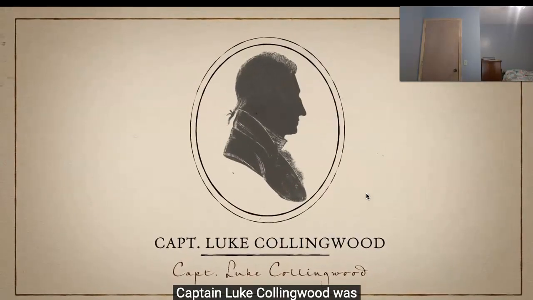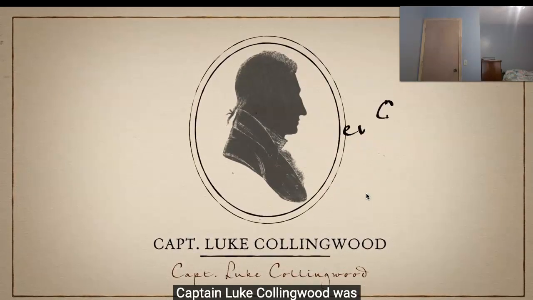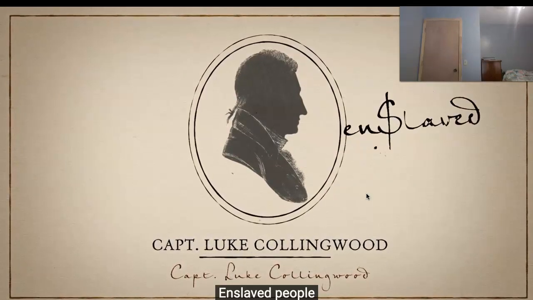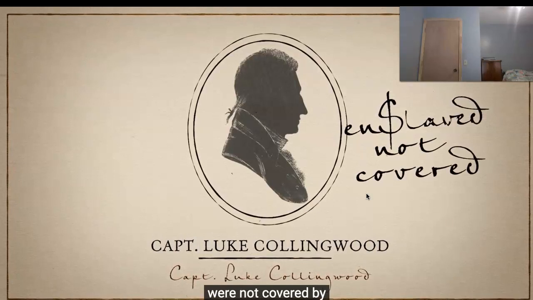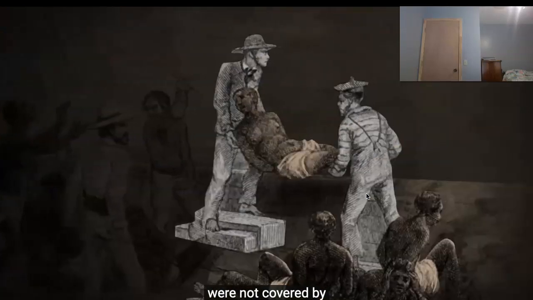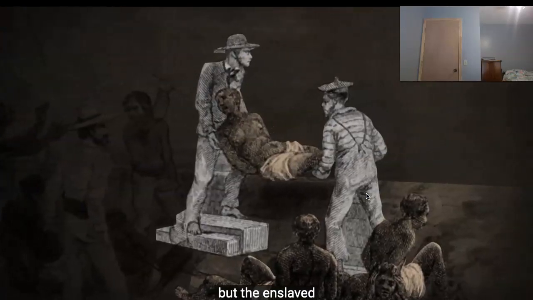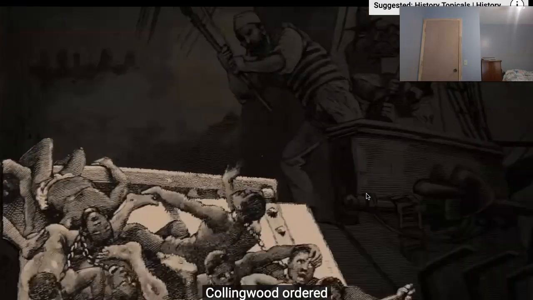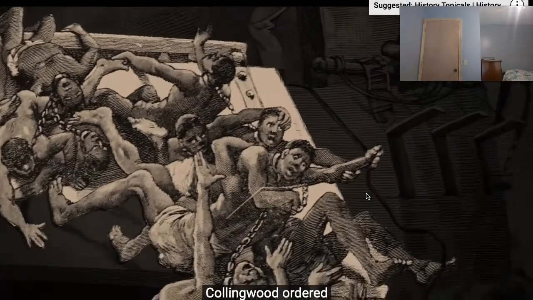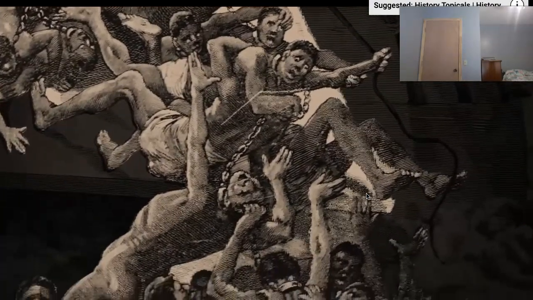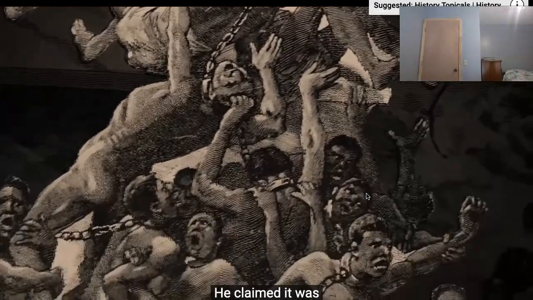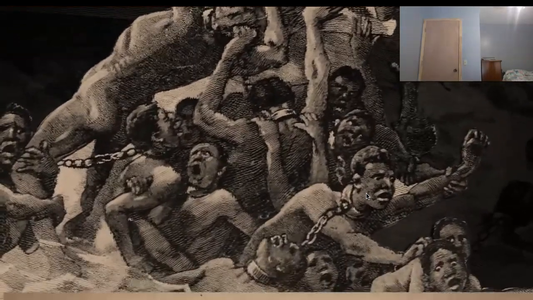Captain Luke Collingwood was afraid of the financial cost of more deaths. Enslaved people that died of disease were not covered by the ship's insurance, but the enslaved who drowned were. Collingwood ordered approximately 130 enslaved people thrown overboard. He claimed it was necessary to do so to halt the spread of disease.